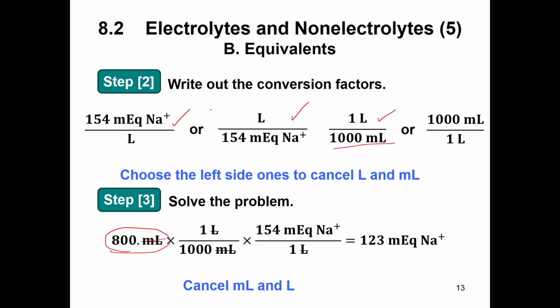One way to get rid of both of them at the same time is to use 1 liter is equal to 1,000 milliliters. If you've got milliliters here, you have to put the milliliters on the bottom. So 800 milliliters times 1 liter over 1,000 milliliters is going to cancel your milliliters. Then times the concentration, which is 154 milliequivalents of sodium in 1 liter. That's going to cancel your liters, and it's going to leave you with milliequivalents of sodium. So in that 800 milliliters, you're going to have 123 milliequivalents of sodium.